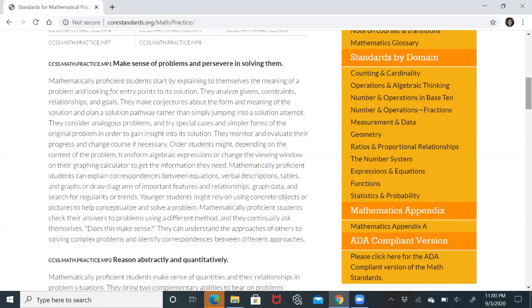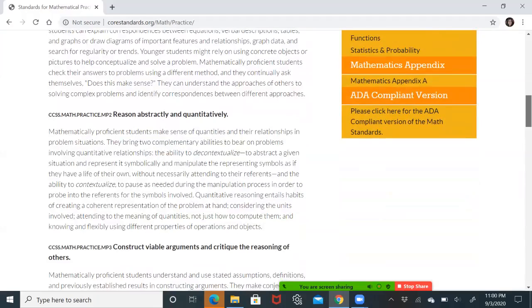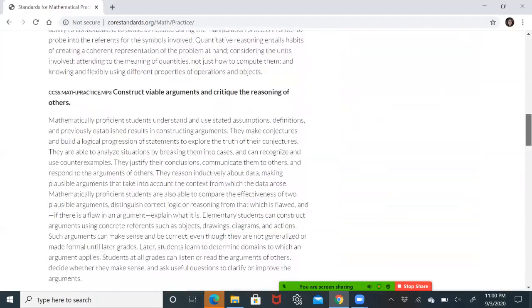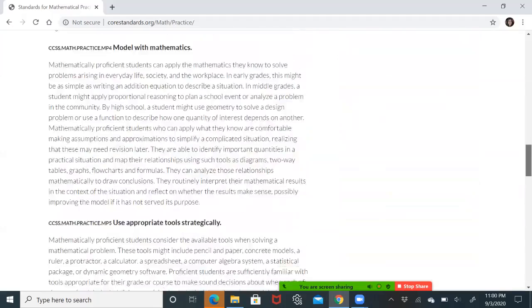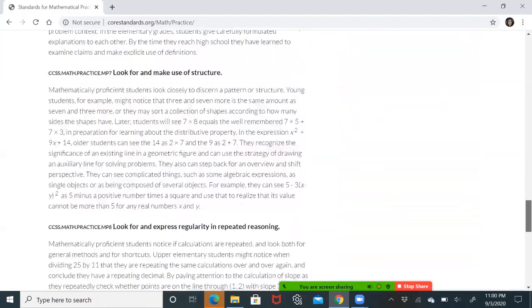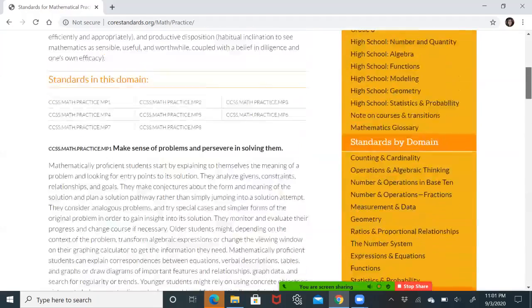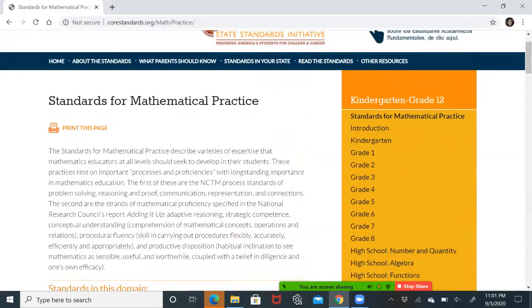So that's why the 8 standards for mathematical practice are the same for students in grades K through 12. And you can see here that they're things like making sense of problems, persevering in solving them, reasoning abstractly and quantitatively, constructing viable arguments, modeling with mathematics, using tools, attending to precision, looking for and making use of structure, and looking for and expressing regularity in repeated reasoning. So those remain the same.